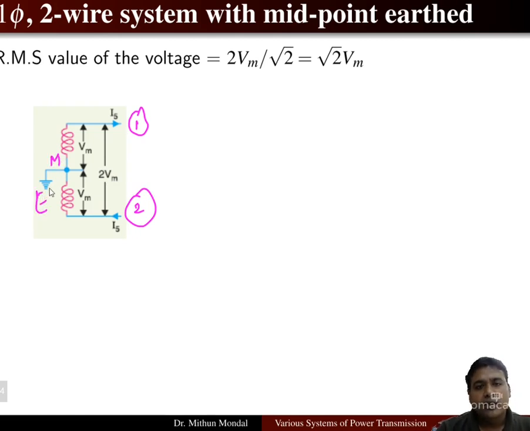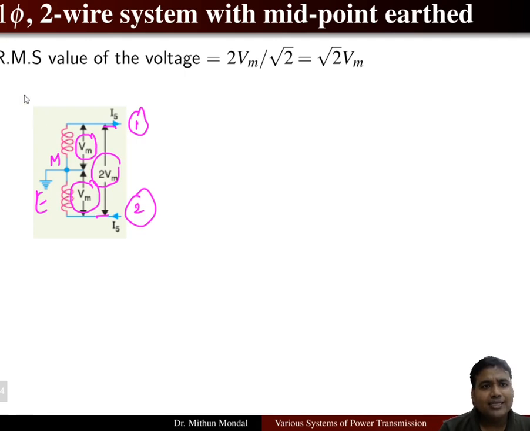Correct? Now for the overhead system, the maximum voltage is Vm between the conductor and the earth. This is the assumption. We can't change the assumption, right? So 2 Vm is basically the maximum voltage between the conductors. Between the conductors, the maximum voltage is 2 Vm.